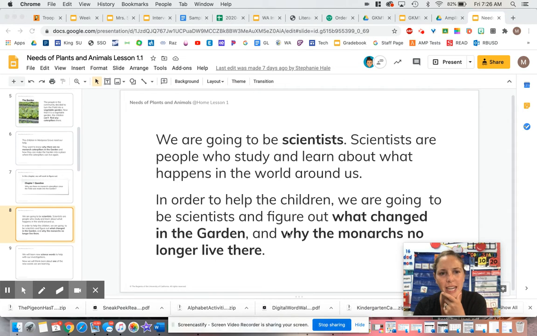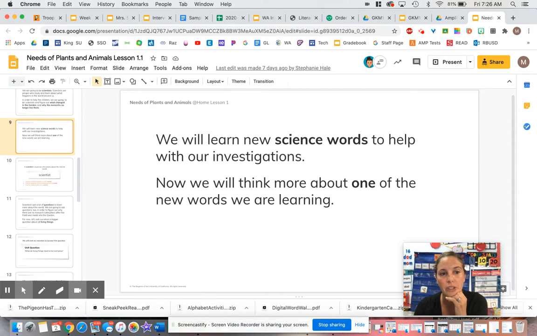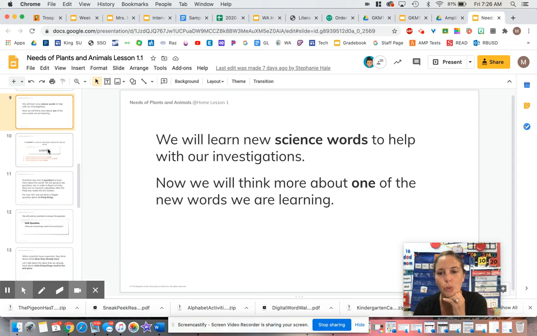So, what changed to make the caterpillars leave? So, we're going to be scientists to figure it out and be problem solvers. We will learn new science words to help with our investigations. So now we're going to learn about one new word. We're going to learn different words throughout this whole unit.